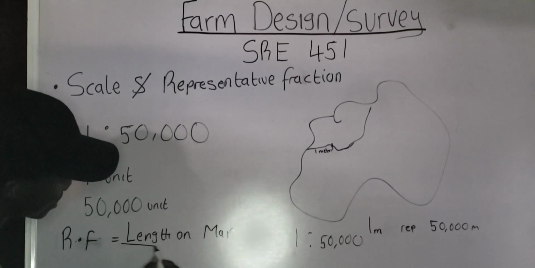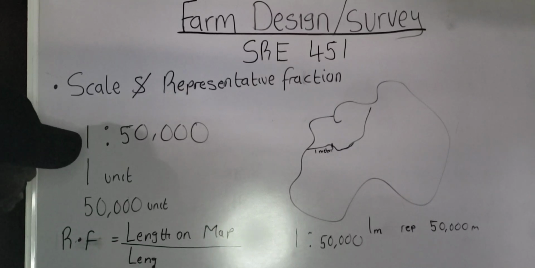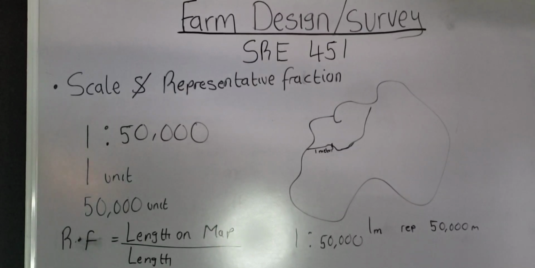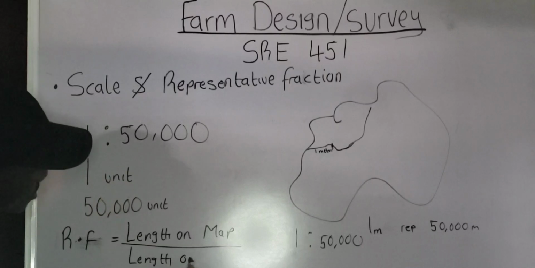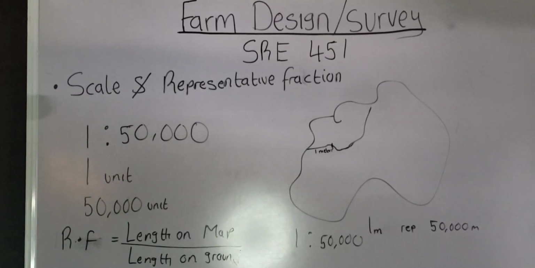Please, it's important that you note this formula. We are going to use it. Length on map all over length on ground. You understand? Length on map all over actual length. You can put it like that, okay? So now, that is the mathematical expression of representative fraction.